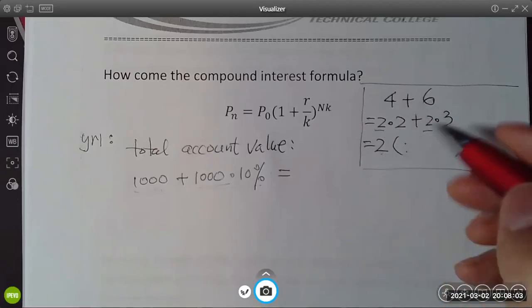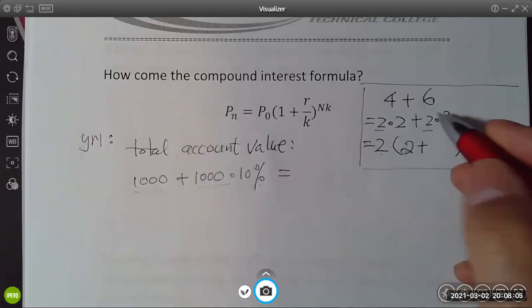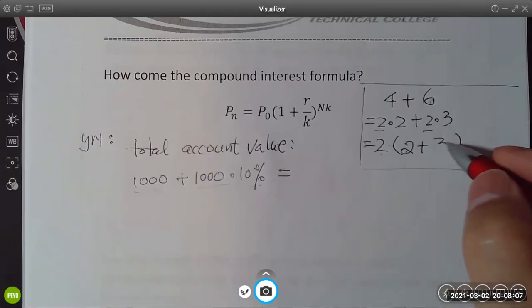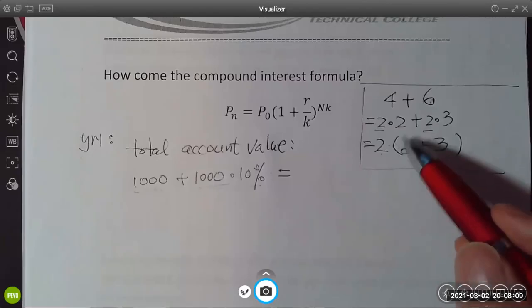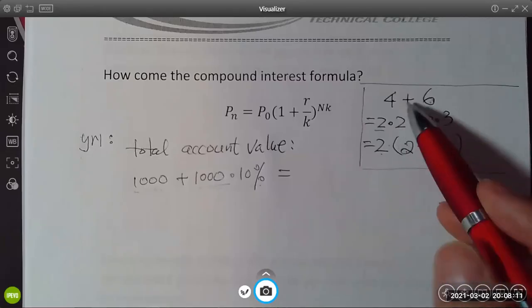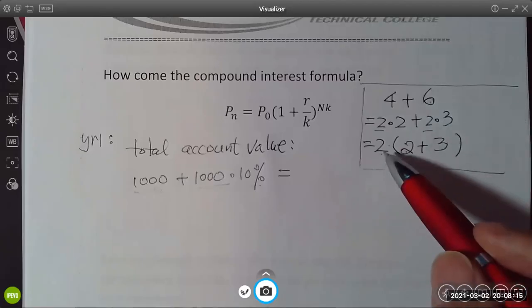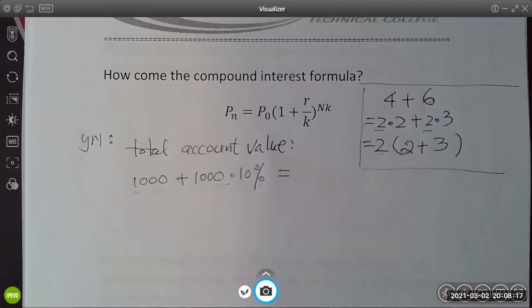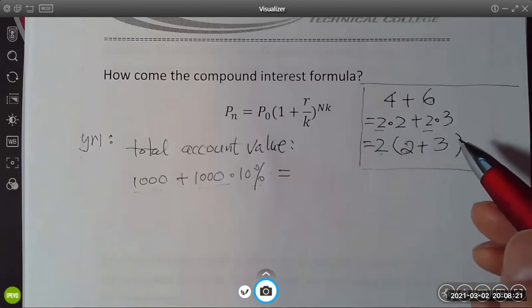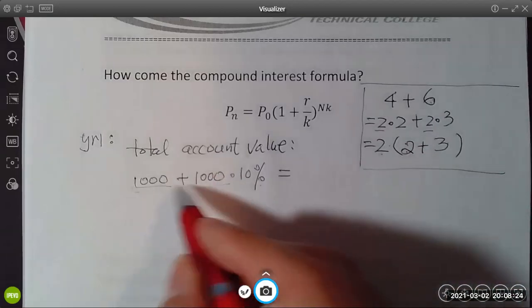4 divided by 2, that's 2. 6 divided by 2, that's 3. Take a look to see if they're still equal. 4 plus 6, if we do the calculation, it will be 10. How about 2 times 5? It's still 10. We just factor out the common factor, the value won't change. So I factor out this 1000.